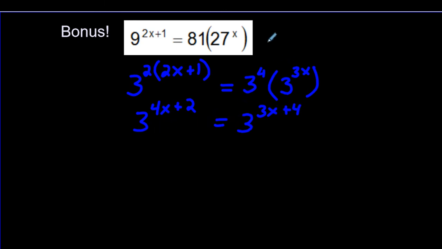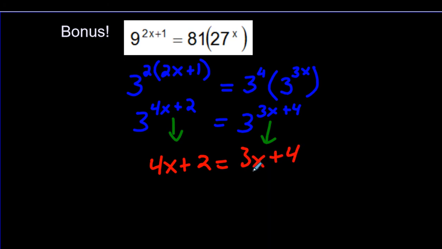I'm going to say come on down, and then we're going to solve for these. 4x plus 2 equals 3x plus 4. Let's get x all by itself. I'm going to bring this 3x over to this side, which means I'm going to subtract it from both sides. That'll leave me with x. I'm going to bring this 2 over to the right side. That's subtracting 2 from both sides. And I get x equals 2 as an answer.